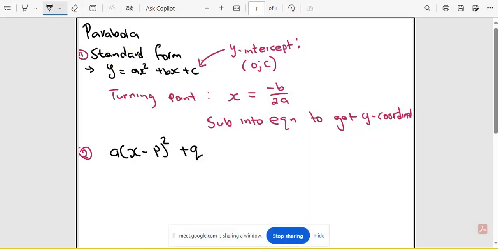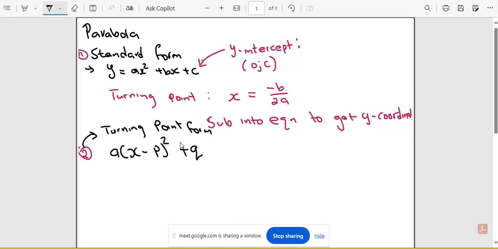Yes, sir. Okay. So on this one, what I need you to note, what do we call this one? We call it the turning point form. Right. So my question is, how do we move from the standard form to the turning point form? Do you know how we convert the standard form to the turning point form?